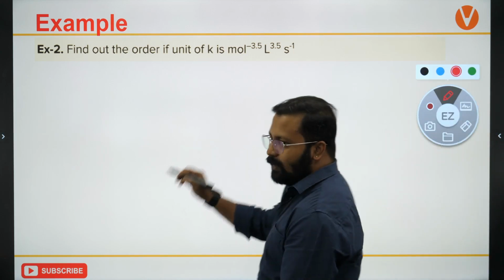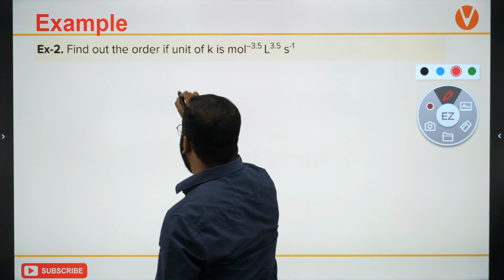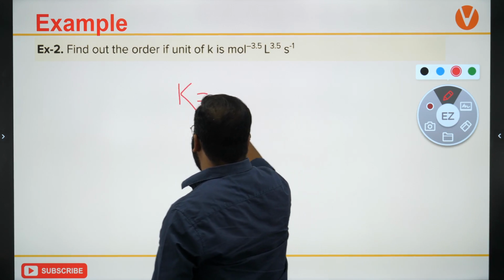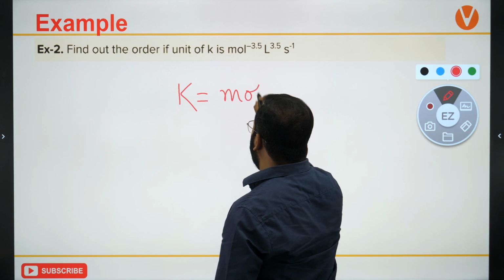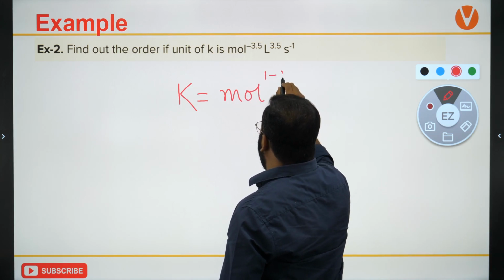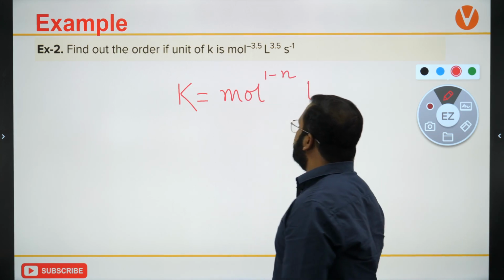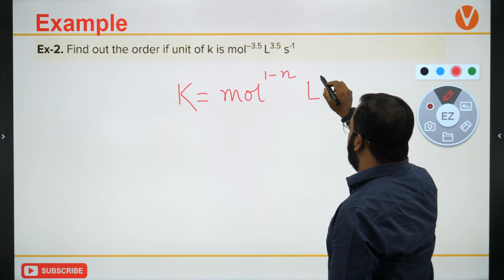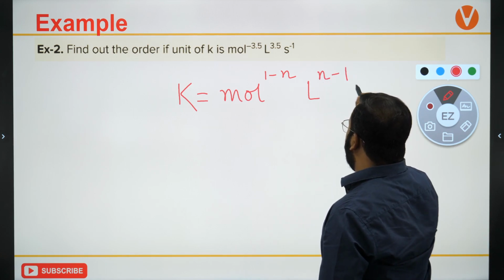So what is the general expression for calculation of K? K is equal to mole to the power 1 minus n, liter to the power n minus 1.